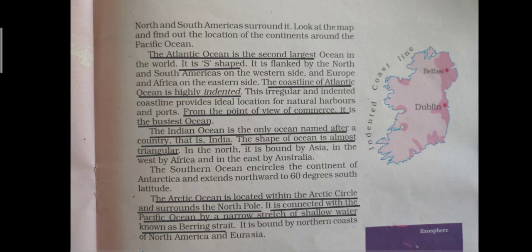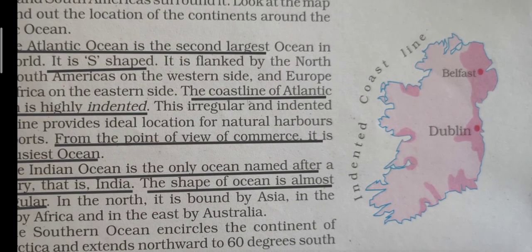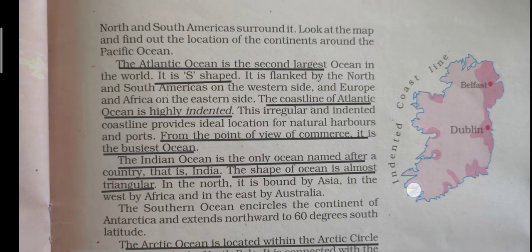So the coastline of Atlantic Ocean is very uneven. As you can see here, the coastline of Atlantic Ocean is given, children. It is written indented coastline. You can see it is in a very zigzag way. So this is the indented coastline of Atlantic Ocean.